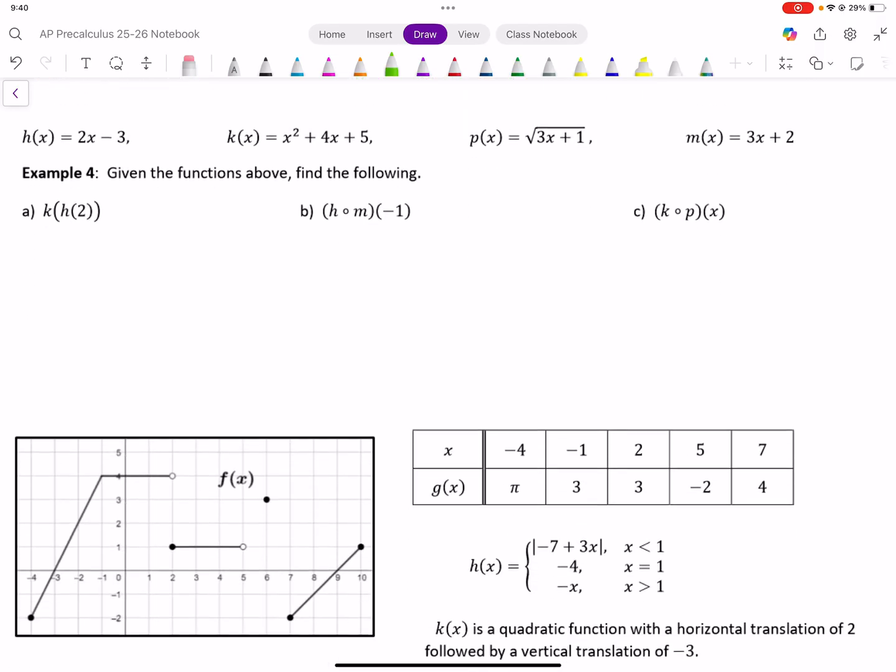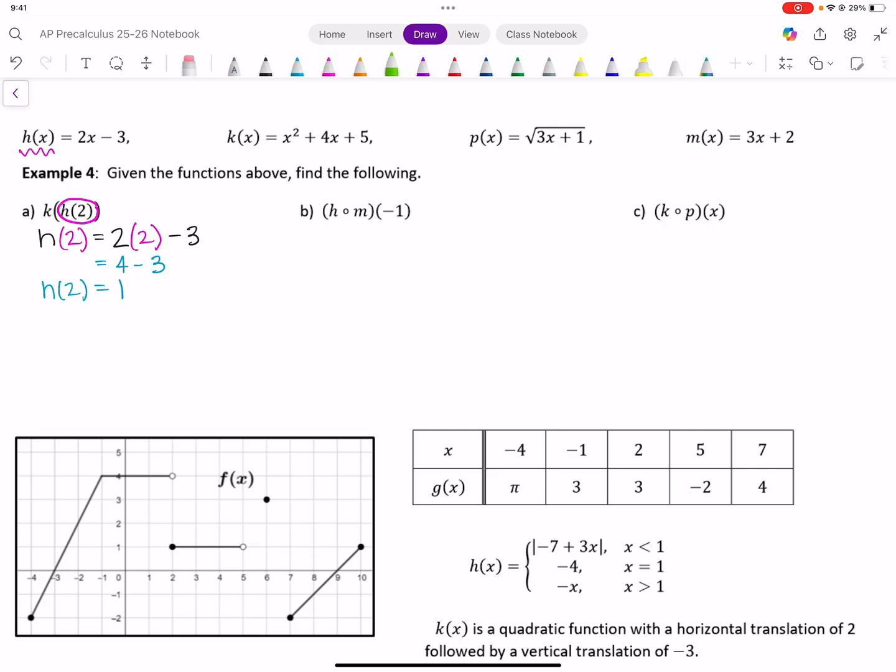So now we have 4 different functions, h, k, p, and m, and we're going to do a couple different compositions. So k of h of 2, remember we're going to start inside first and find h of 2, and h is our first function. So h of 2 is 2 times 2 minus 3. 2 times 2 gives us 4, minus 3 means h of 2 equals 1.